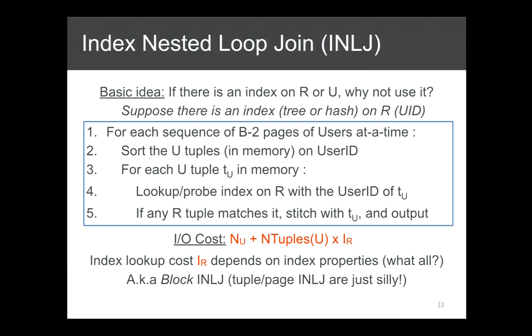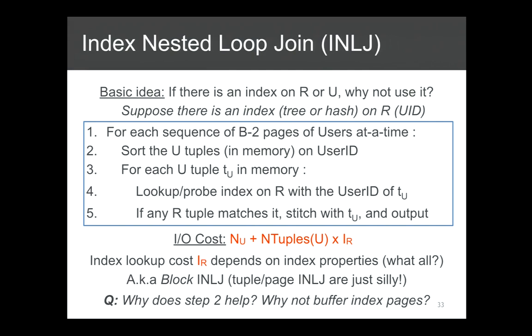Now, if you do block, because you're reading a block of U at a time, we call it block INLJ, but the page INLJ and tuple INLJ simply do not make sense. So whenever people say index nested loop, it always means a block of U is read at a time. Because otherwise, you'll basically do individual pages of U at a time. It just creates more overhead.